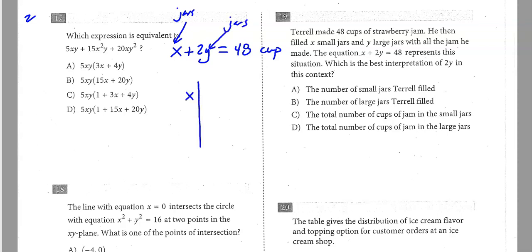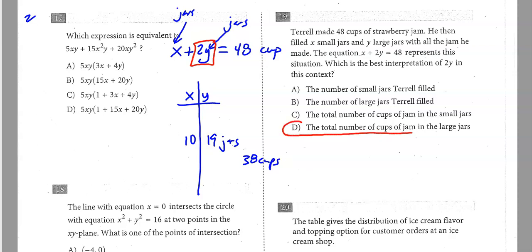So I made a table because I was like, this can't be this easy. Let me just crank out some numbers. I said, what if I had 10 of the small jars? So I solved it, subtracted 10 from both sides, and I got Y equals 19. So that told me I had 19 large jars, but that came out to 38 cups. Then this 2Y expression, if Y is jars, must be the total number of cups that are in the large jars.